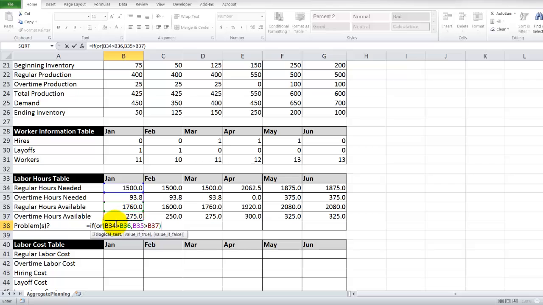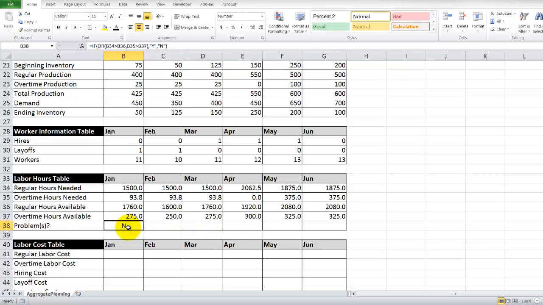So it might take a few minutes to digest this logic, but essentially I'm just checking two situations. I want to make sure I have enough regular time hours, and I want to make sure I have enough overtime hours. And if this logic is true, I'm going to say yes, there is a problem. Else, no, there is no problem. So here we have no.